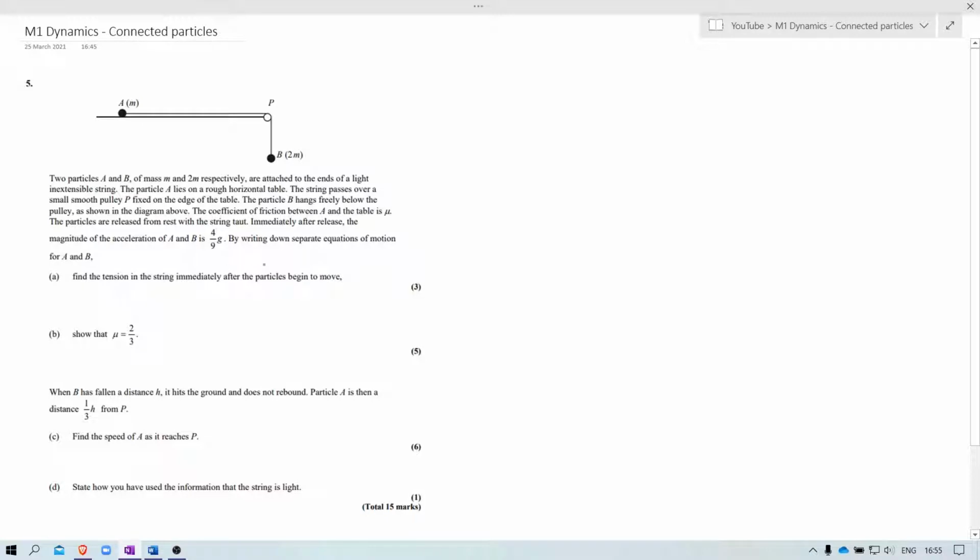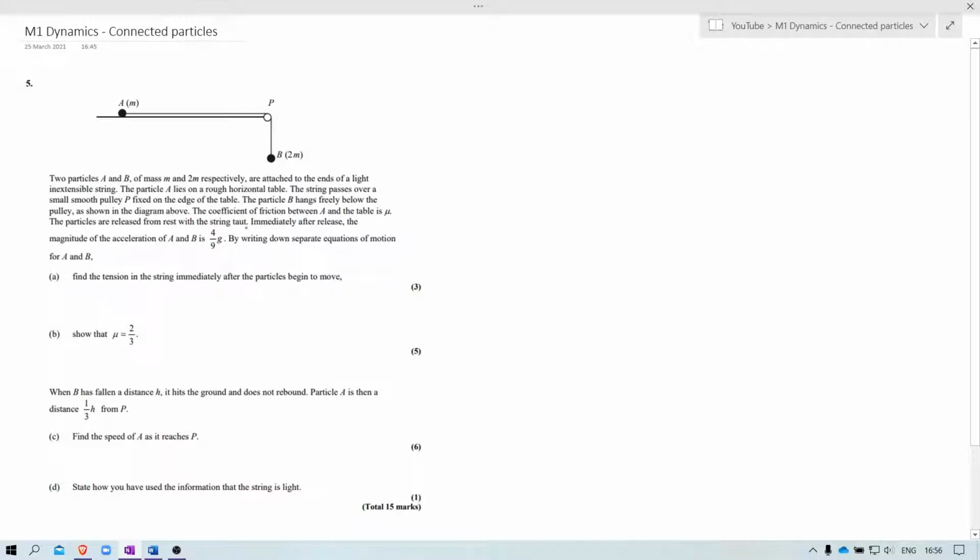Perfect. And we're told what the coefficient of friction is between A and the table. It's mu. The particles are released from rest, and so on. Okay, we'll use that later on, but immediately after release, the magnitude of the acceleration of A is this. Perfect. Okay.